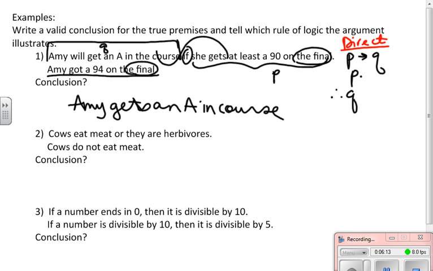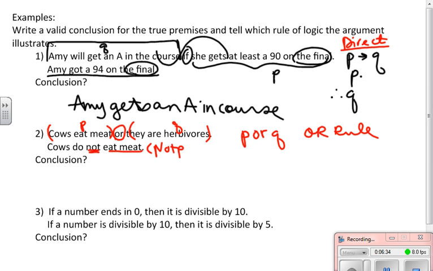Cows eat meat or they are herbivores. Here's my or. So this is P, this is Q. So the pattern I'm looking at is P or Q. So obviously I'm looking at the or rule. Cows do not eat meat. Eat meat was P, so I have not P in this line. Therefore, by the or rule, Q has to be true.